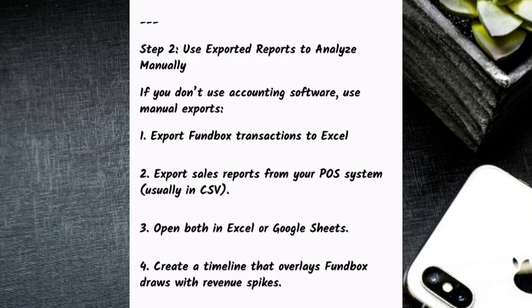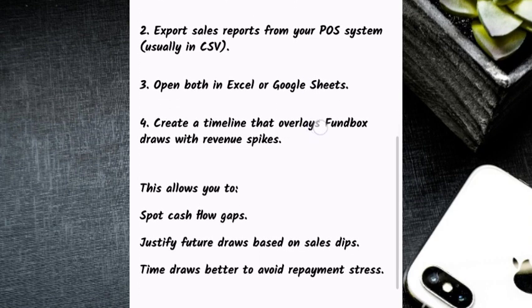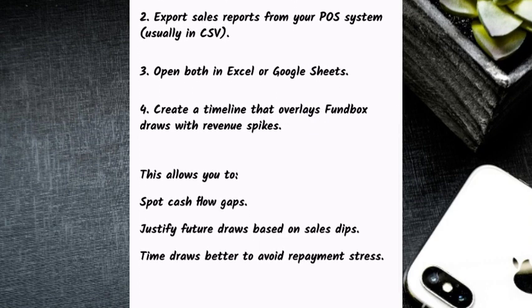Now, open both in Excel or Google Sheets, and you're going to create a timeline that overlays Fundbox draws with revenue spikes. Now, this allows you to spot cash flow gaps, also to justify future draws based on sales dips, likewise to time draws better to avoid repayment stress.